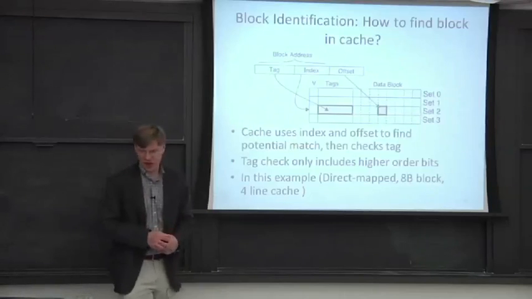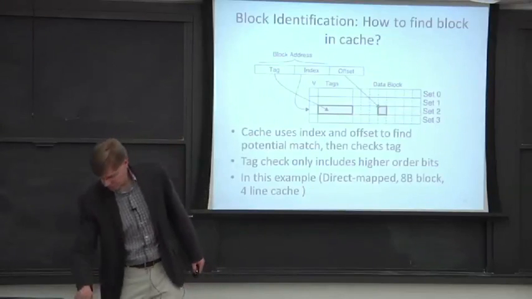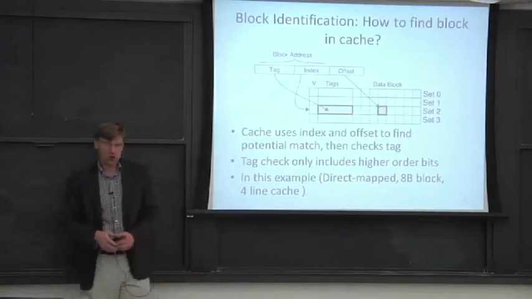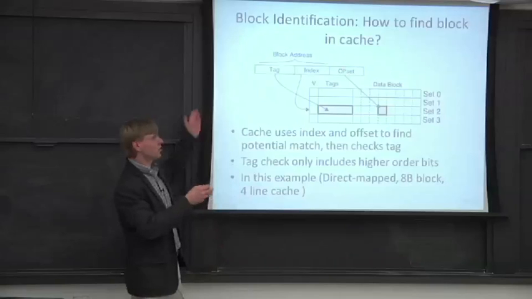OK, so now the next question is, how do we actually find the block in the cache? When you're going to take an address and you want to figure out where it goes in the cache, let's take a look at the example of a direct mapped cache first. And here's our information. We have the data block, and then we have some tag information, and we have a valid bit. So if we look at the address that we're sticking in here, let's say this is a 32-bit address.